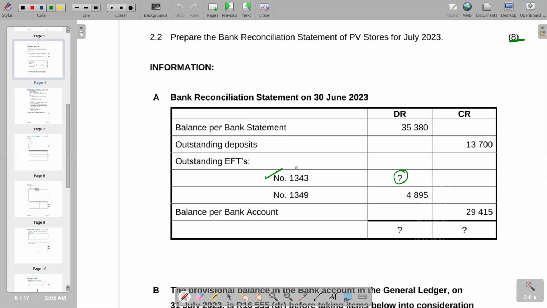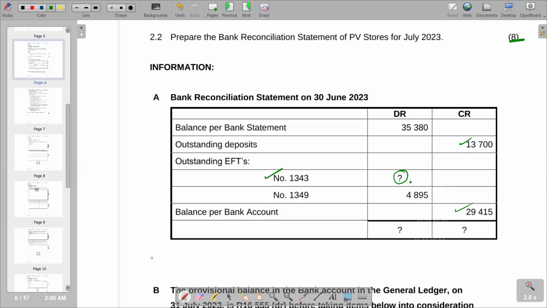That's why they were updated on the bank reconciliation statement. So in this instance, we want to know how much it was entered as in the ledger, so that we can see the difference. To get the difference, we're going to say 30,700 plus 29,415. And then we subtract what is on the debit. We subtract 4,895. We subtract 35,300. And then we get the balance figure here, so that we know the value.